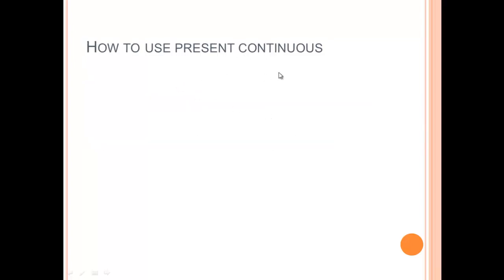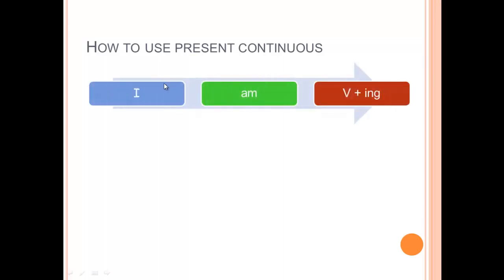Okay, how to use present continuous? As you all know, any sentence must start like this: subject, verb, and object. Here we go. The subject could be I, could be singular or plural. Present continuous verb must be formed from two things, which is verb to be in the present and verb with ing. I as the subject takes am, verb to be plus verb with ing.